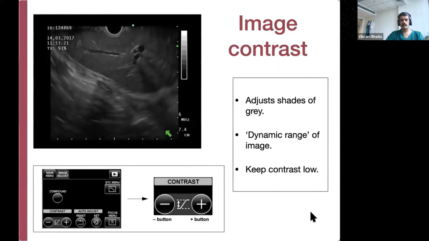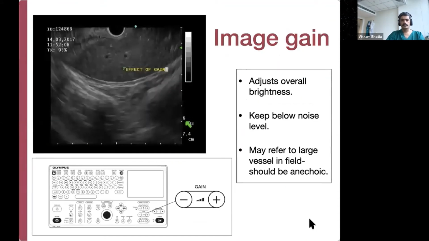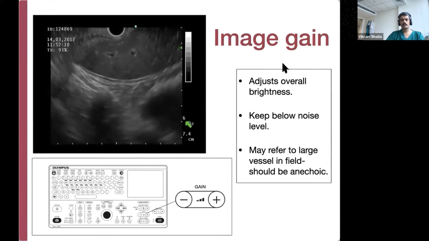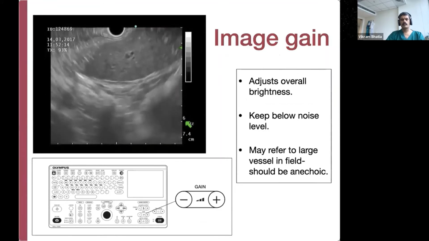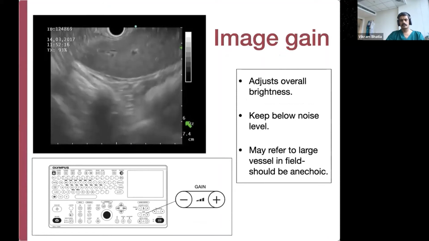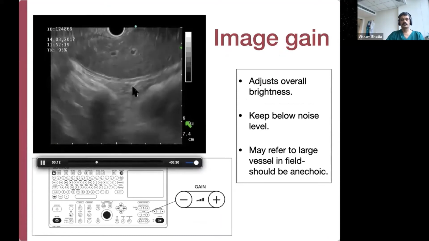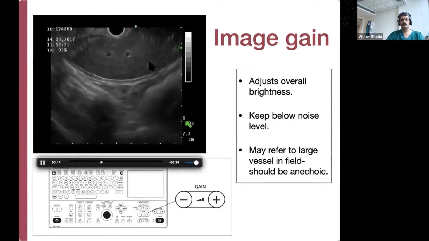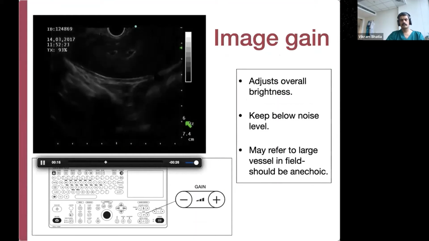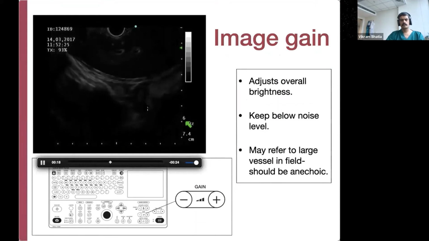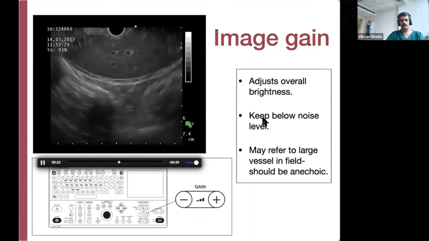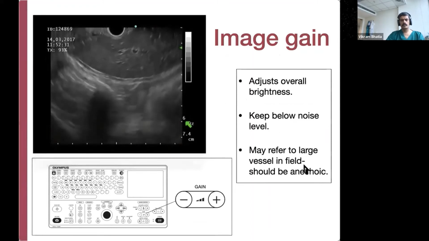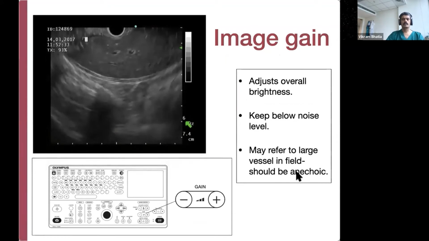The third important thing is to adjust the gain of the image. What is the gain? Gain adjusts the strength of the ultrasound signal and hence increases or decreases the brightness. So now you see the gain being brought down in this ultrasound image, and the overall ultrasound signal strength is going down and the image is becoming dark. We keep the gain below the noise level, and we may refer to large vessels in the field which should be completely anechoic when the gain is properly adjusted.